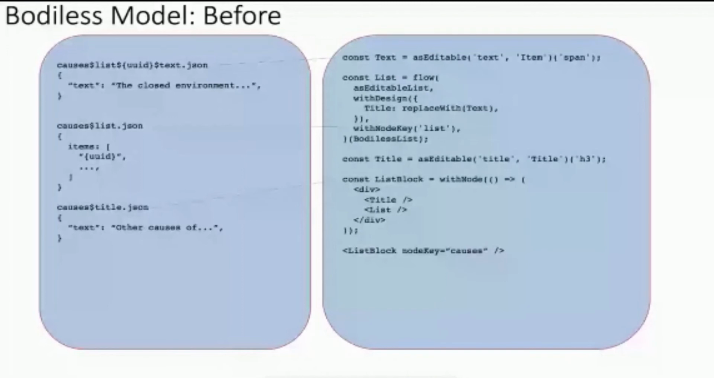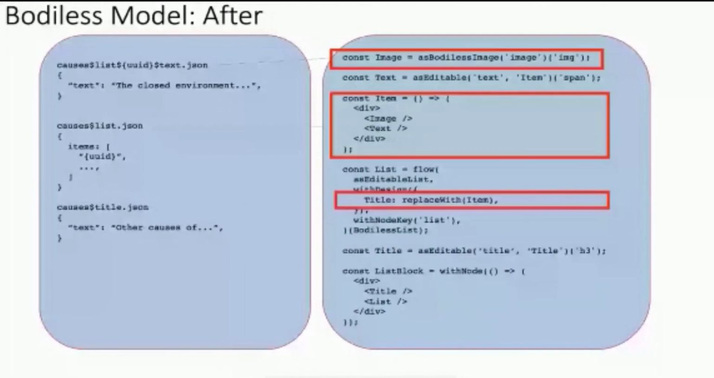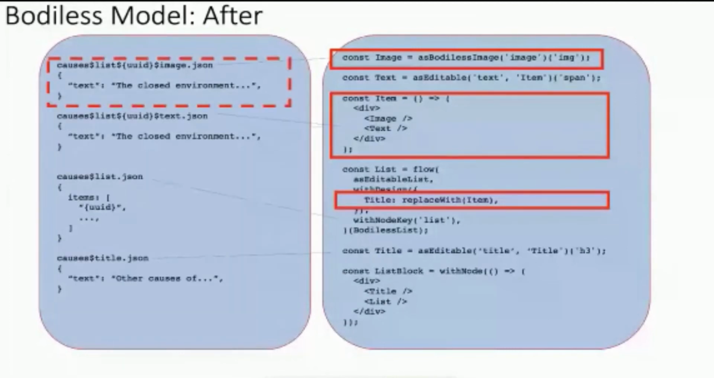So now, if you want to change to this, what do you have to do in Bodiless? Well, you have to make some changes on the front end that are very similar to the changes you made in the headless model. You have to replace the list item with a compound component. And then the next thing you have to do is nothing. That's it. That's all you have to do. Because once you've done that, the Bodiless system is automatically generating a data model for the new component that you've added.